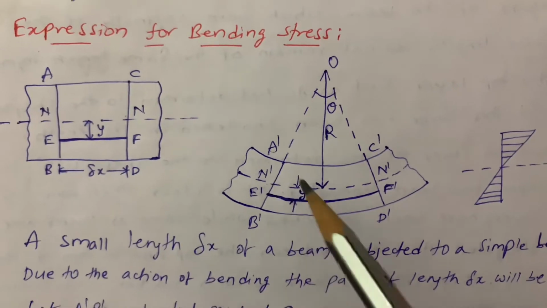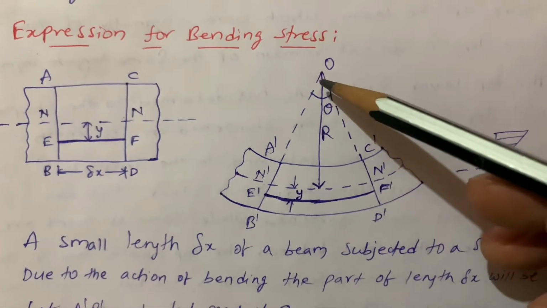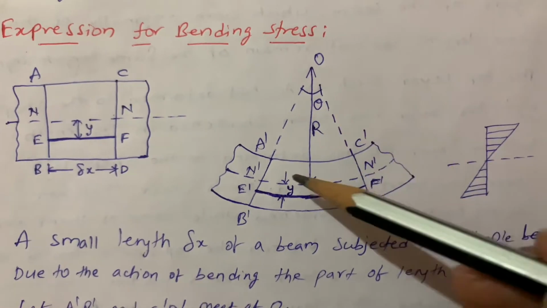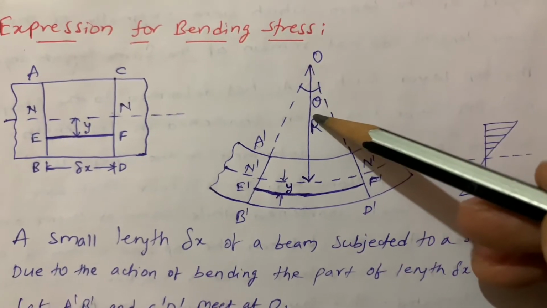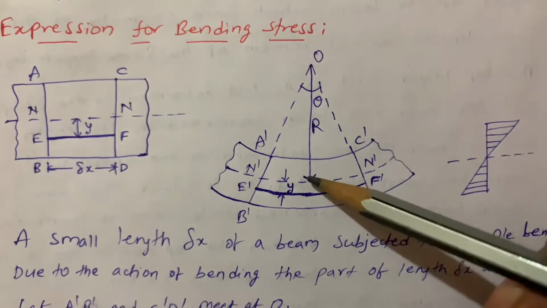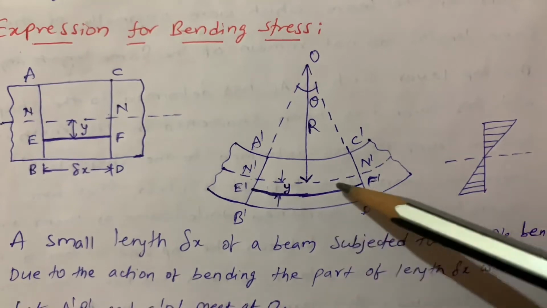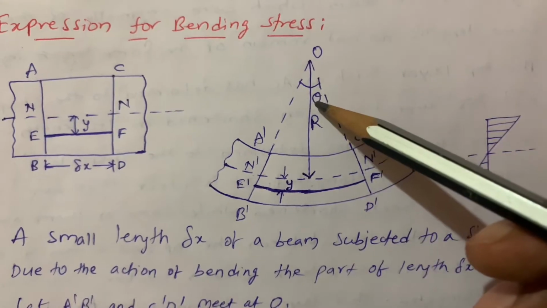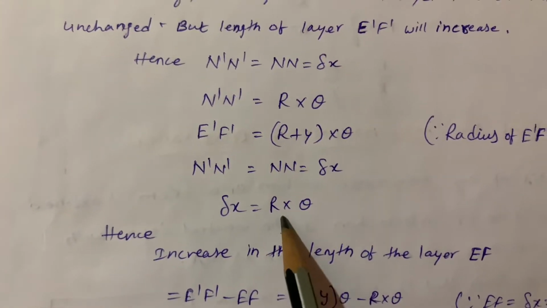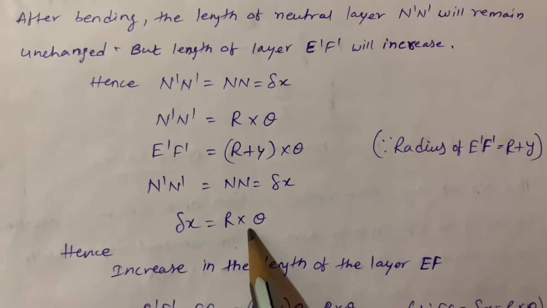This deformation occurs over this length, with radius R and angle theta. So N dash N dash equals R into theta. Like that, E dash F dash, from here to here this is R, and from here to here this is Y. So E dash F dash equals R plus Y into theta. So delta x equals R into theta, that is N dash N dash equals NN equals delta x equals R into theta.